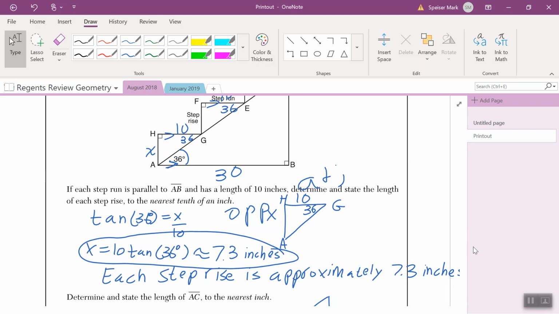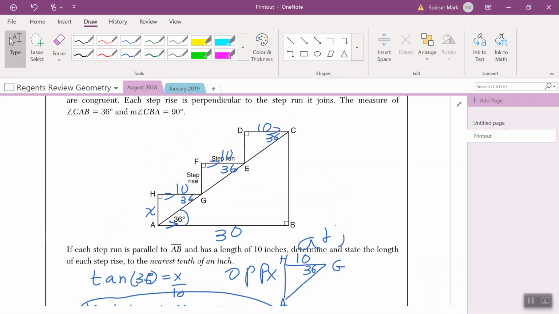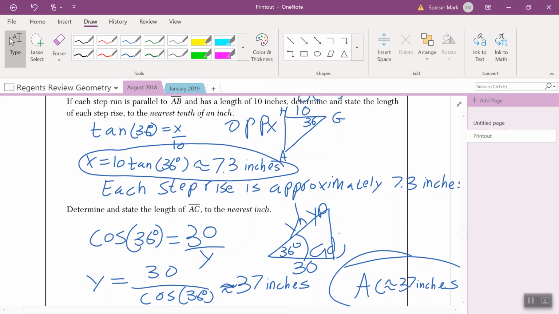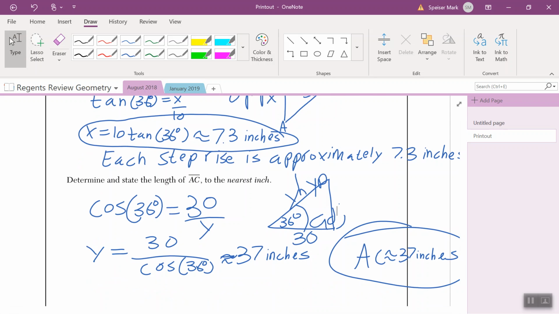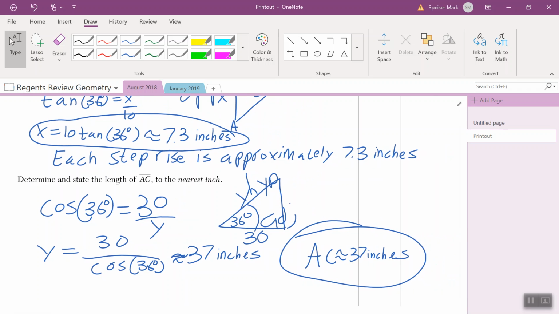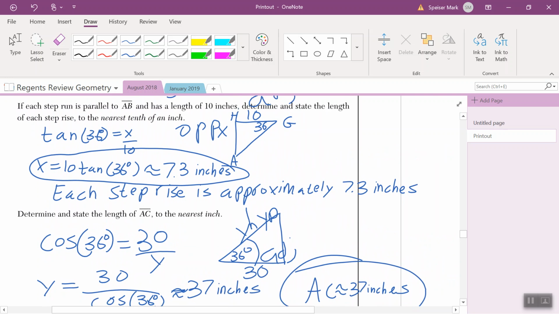And determine and state the length of AC, which is the hypotenuse in the major triangle. 30 is the adjacent side, making it cosine 36 equals 30 over y. Anytime y is in the denominator you divide, so 30 over cosine 36 is approximately 37 inches. So AC is 37 inches to the nearest whole inch. Make sure that part B is to the nearest inch, and part A is to the nearest tenth of an inch.